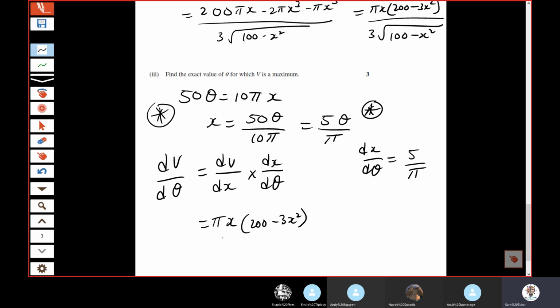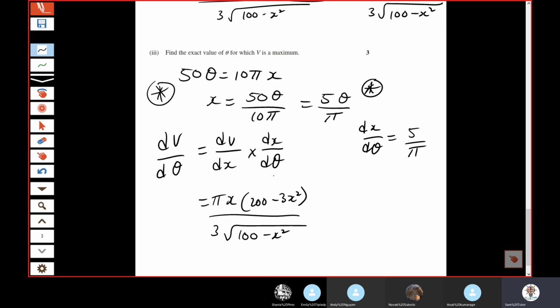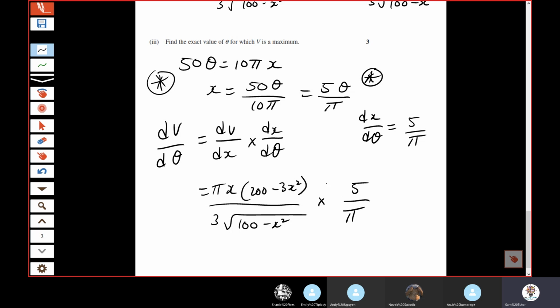That was really hard that year for a lot of students because you don't spend a lot of time on max-min problems. Your schools will probably do like a lesson or two and that's it. It's not enough for something that will 100% be hard. It's not going to be easy. It will be hard. Don't neglect it. Times 5 on pi. All right, that's dV on d theta.